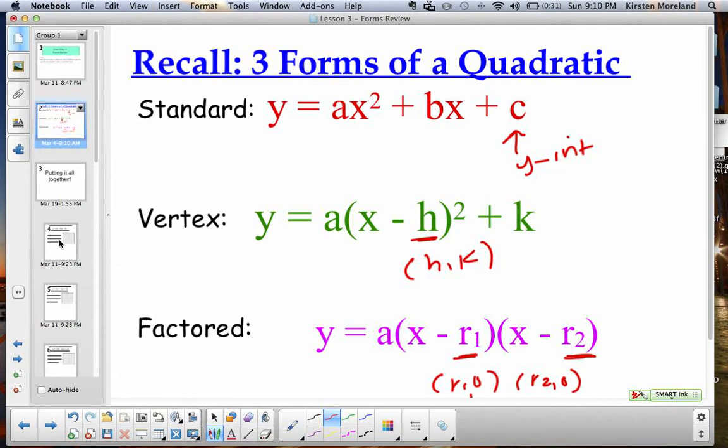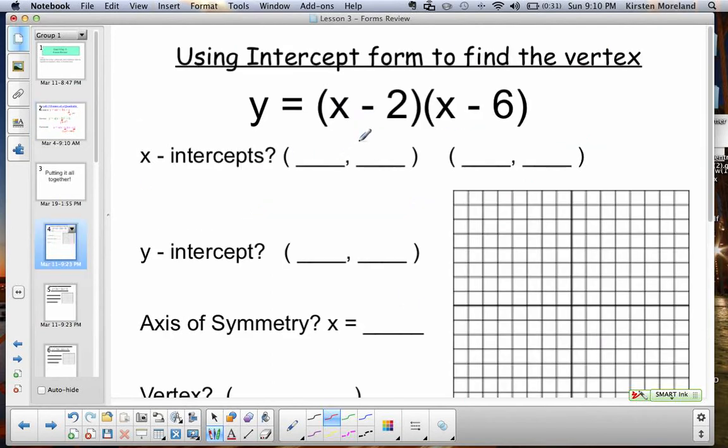So we're going to put it all together, and we're going to start with intercept form. So intercept form is actually beneficial. It not only gives you the x-intercepts quickly, it can also give you the vertex and the y-intercept. So the x-intercepts are the easiest. It's the opposite sign, so it's (2, 0). And the next one is at (6, 0). And the graph is going to be your friend on these.